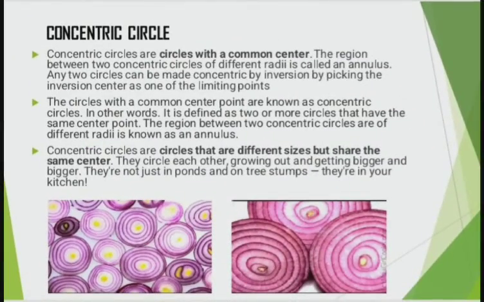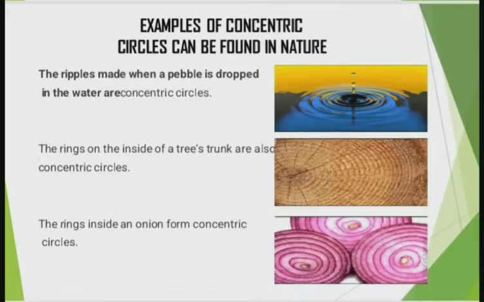So what is a concentric circle? Concentric circles are circles that are different sizes but share the same center. They circle each other, growing out and getting bigger and bigger. They're not just in ponds and on tree stumps, they're also in the kitchen.